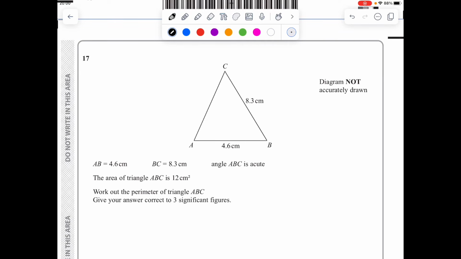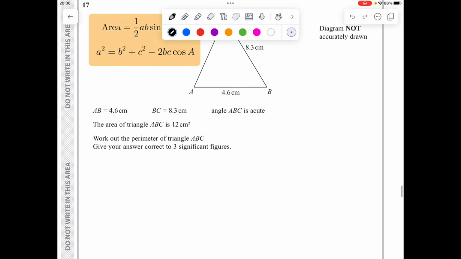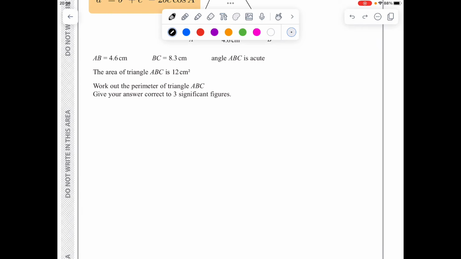In question 17, I'll need to use the following two formulae. The first one is the area of any triangle. The second one is the cosine rule. So using a formula similar to the first one, but with rearranged letters, the area is equal to 1 over 2 AC times sine of angle B. So 12 equals 1 over 2 times 8.3 times 4.6 times sine of B.